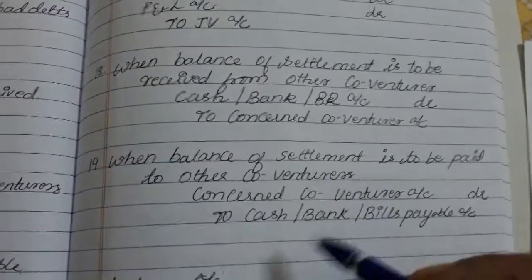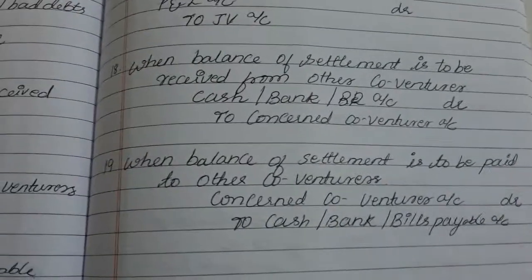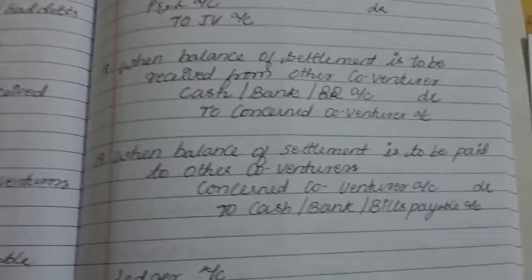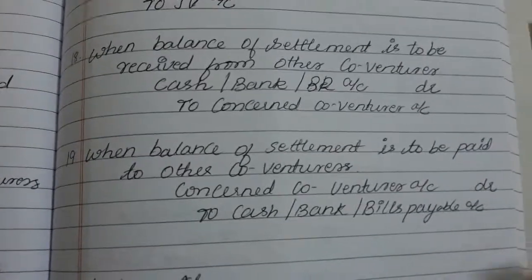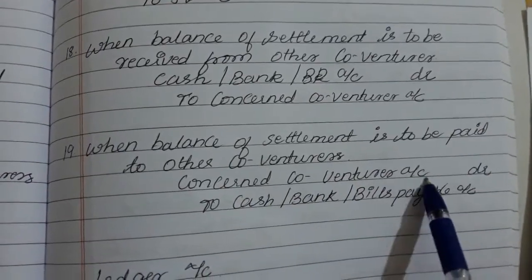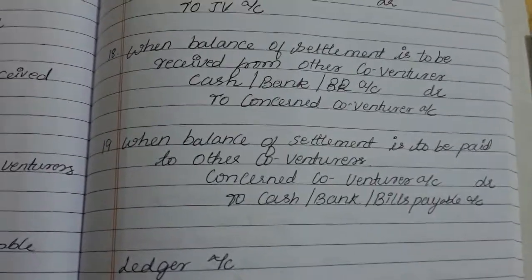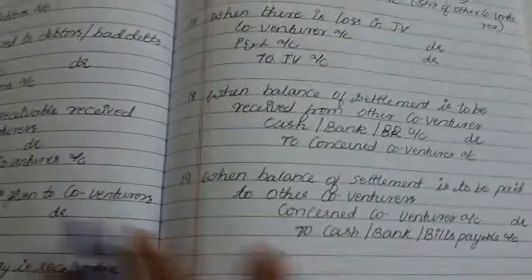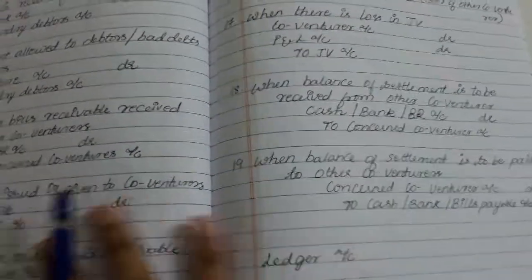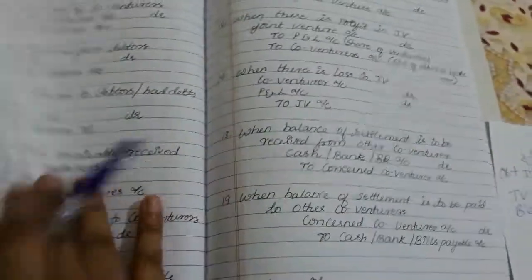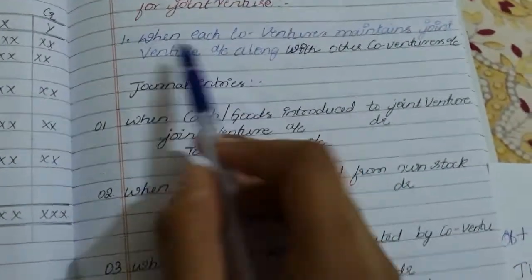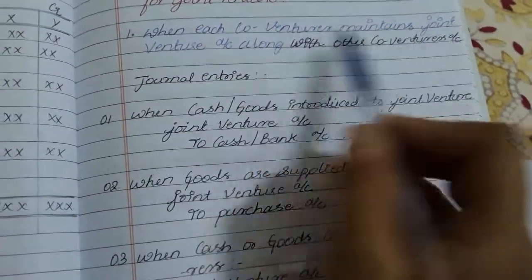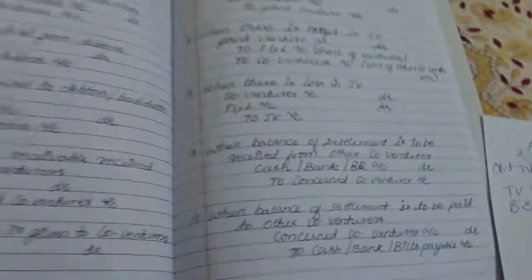So for example, if there is a surplus value in the joint venture even after payment of profits, we need to give it to them. So at that time, concerned co-venturers account debit to cash or bank account. So this is all about the journal entries, that is when no separate set of books of account is maintained; there are two parts, and first is when each co-venturer maintains the joint venture along with other co-venturers, right? So these are the journal entries.